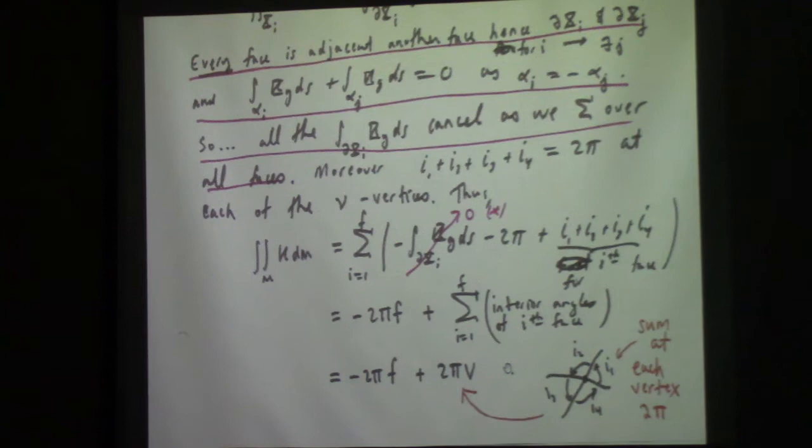Let's see here. At each vertex you get 2 pi. So I think going from here to there, maybe it would help if I just made a picture. Can we turn the light on? Let me try to make a picture for that one.